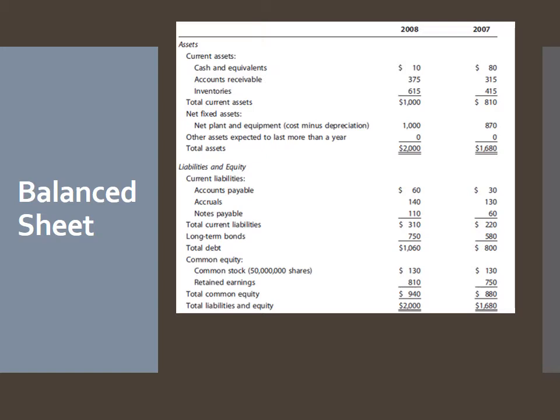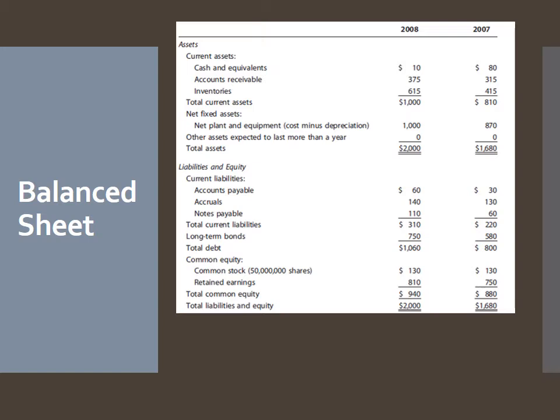So let me place it right here. Net working capital is equal to current assets less payables plus accruals. Okay, please take note of this one.